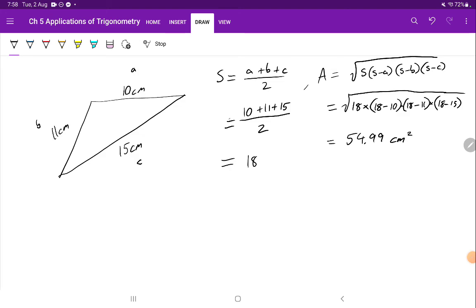And that's how you can use Heron's formula to calculate the area of a triangle without knowing any angles, just sides. Takes a bit of practice, you'll be right.